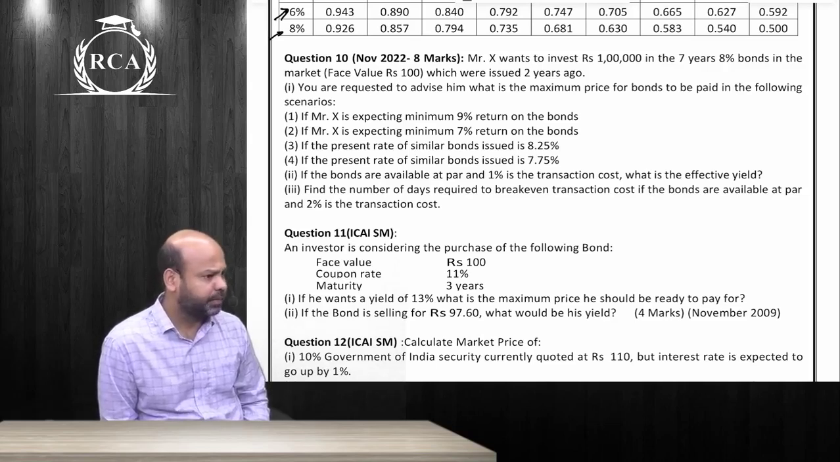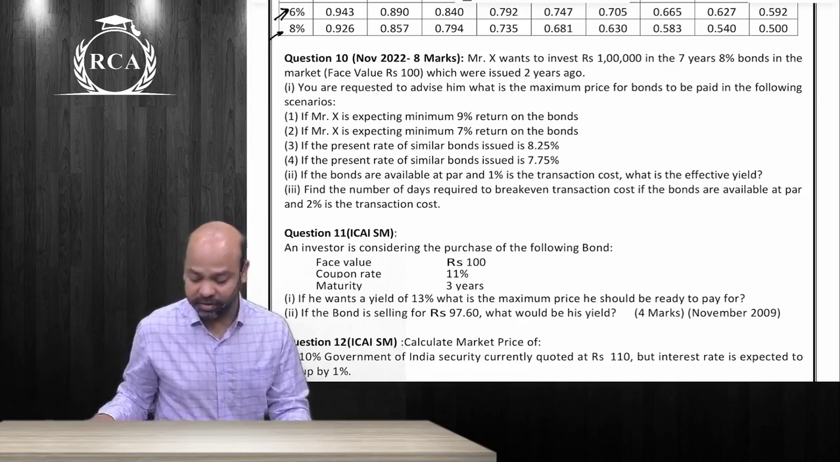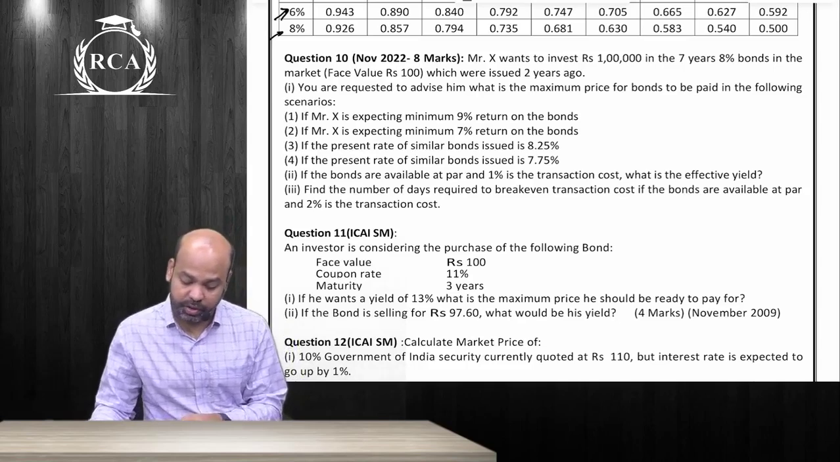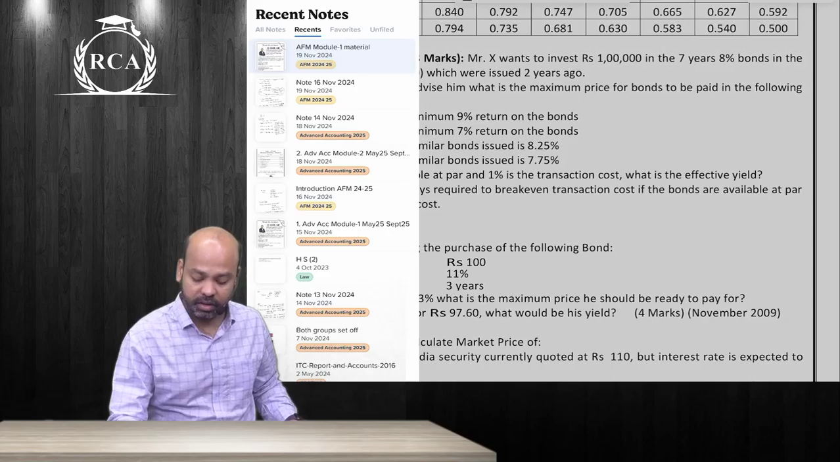Can we write the given details first? Write the given details. Face value of each bond is 100 rupees. Coupon rate is 8%.